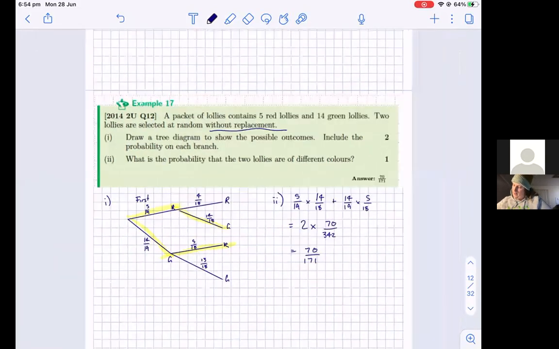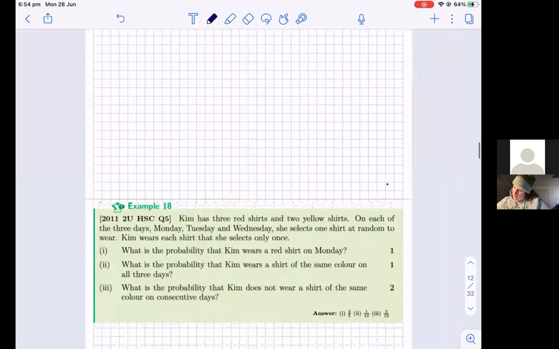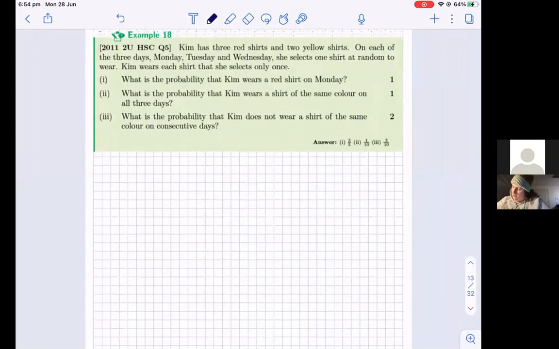Again, nice, easy question. Kim's got 3 red, 2 yellow shirts. On each of the 3 days she selects a shirt at random. She wears each shirt and then gives them a wash. What's the probability that she wears a red shirt on Monday? 3 out of the 5. Hooray.